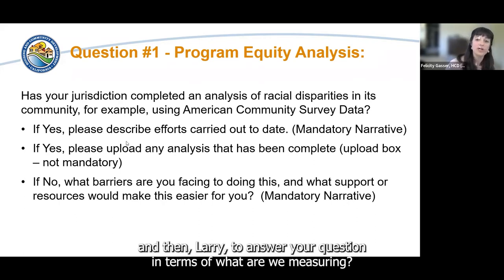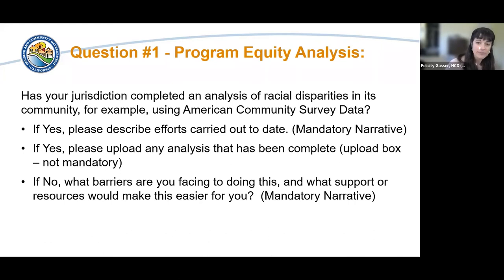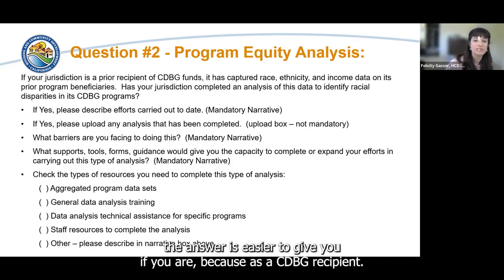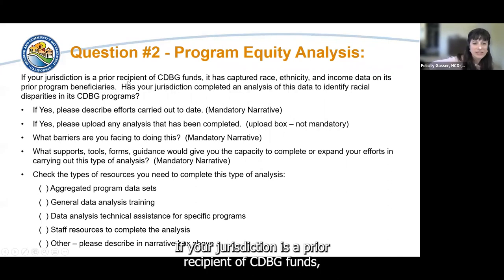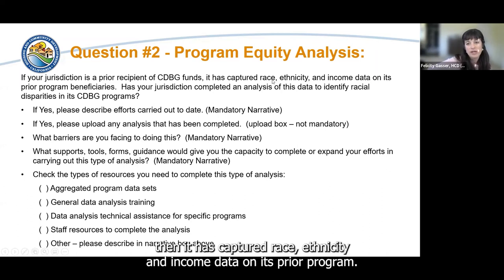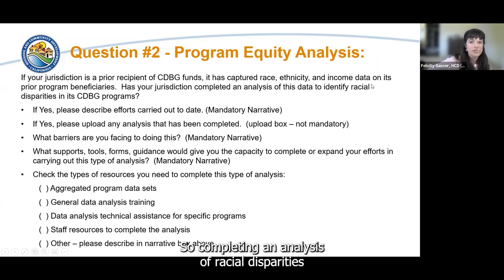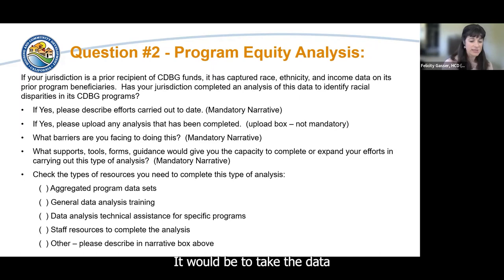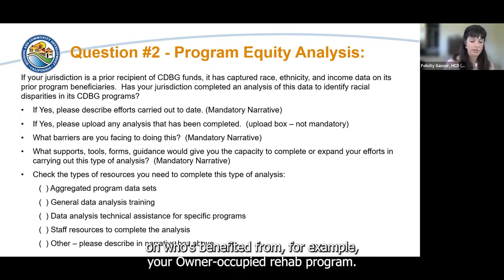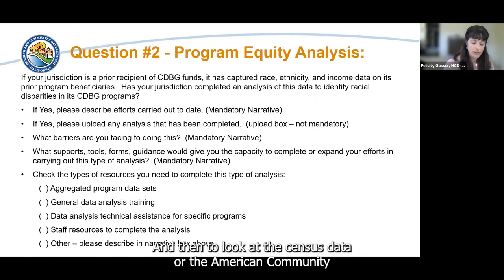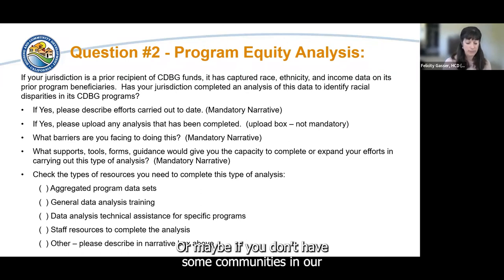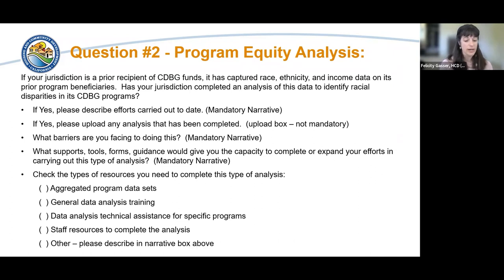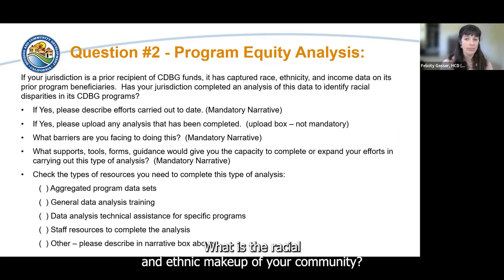And then Larry, to answer your question about what we are measuring, let me give an example. I'm going to go to question 2, because the answer is easier to give as a CDBG recipient, and Larry, I know you come from the city of Dixon. If your jurisdiction is a prior recipient of CDBG funds, then it has captured race, ethnicity, and income data on its prior program beneficiaries. So completing an analysis of racial disparities in your CDBG programs would be to take the data on who's benefited from, for example, your owner-occupied rehab program, and then look at the census data or American Community Survey data for your community. Some grantees don't have accurate data at the community level, but you could look at the countywide level: across the county, what is the racial and ethnic makeup of your community.